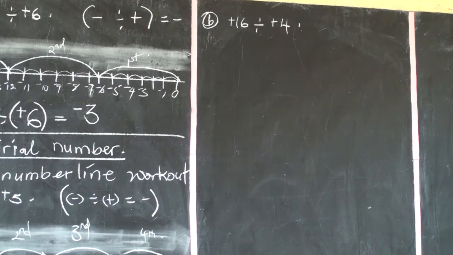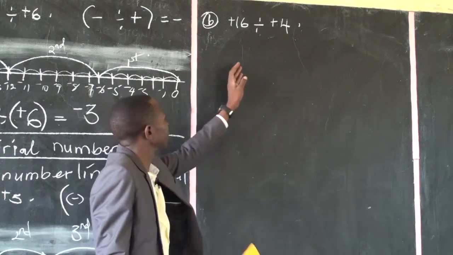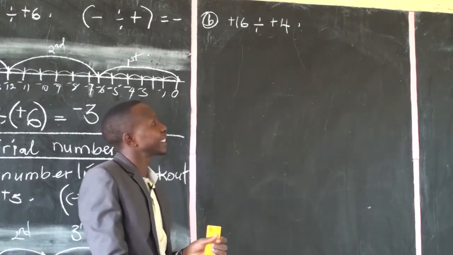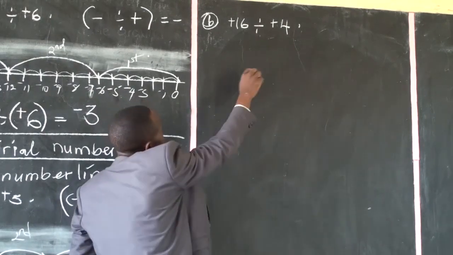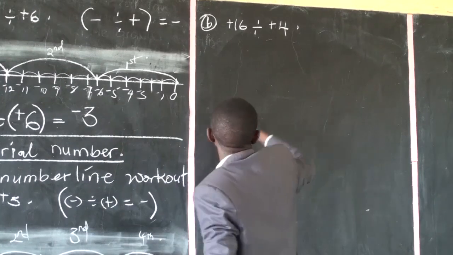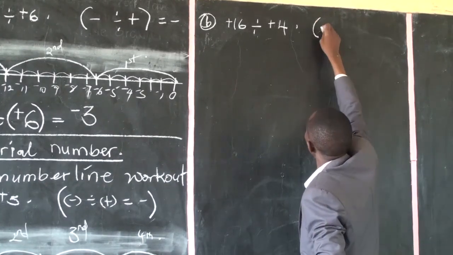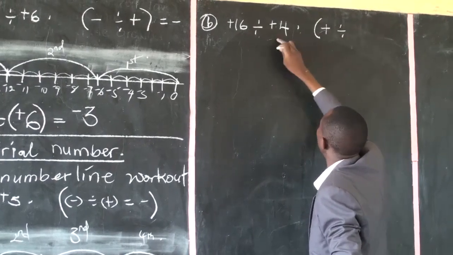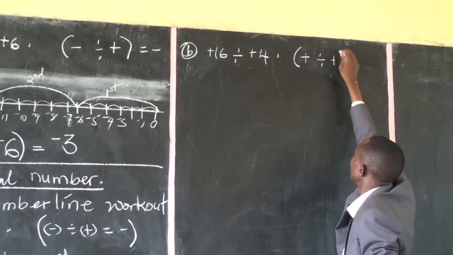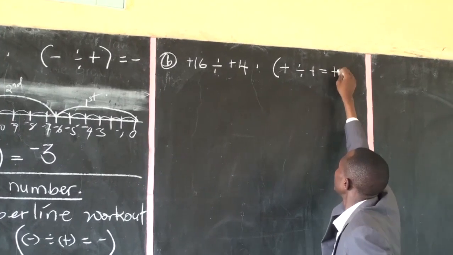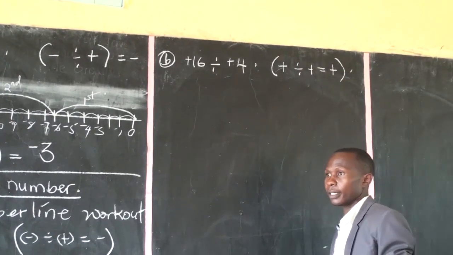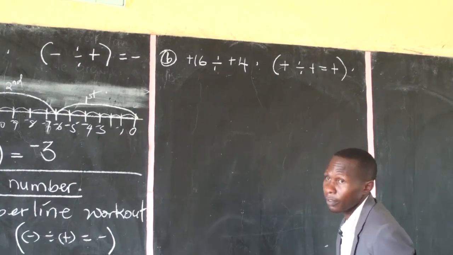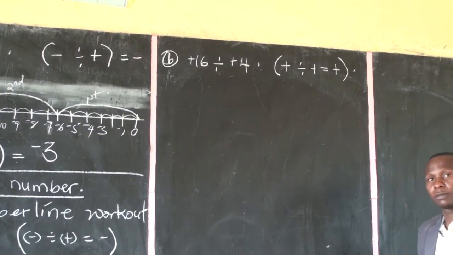Alright, I think you are now done with it. I can now work it out together with you. So, let's look at the number line together, for us who have not yet cleared everything. When you look at this, we have a positive integer divided by a positive integer, which will give us a positive integer, right? We shall go with the positive.